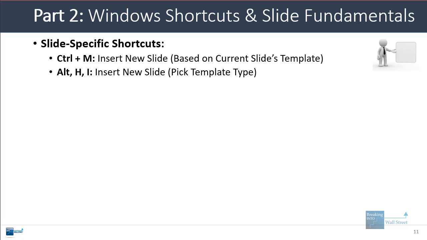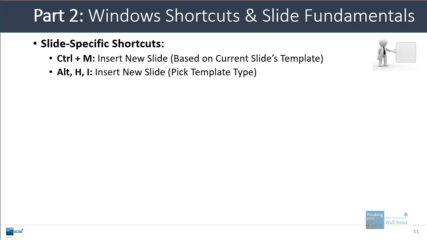If you want to insert a new slide, Control M is the fastest way to do it, but the most flexible way to do it is Alt H-I. Now, Control plus M means you press and hold Control, and then you press M and release it. So as you're pressing and holding the Control key, you press M and then you release them both at the same time. The comma here for Alt H-I means you press Alt, release it, press H, release it, and then press I. Let's look at how they work.